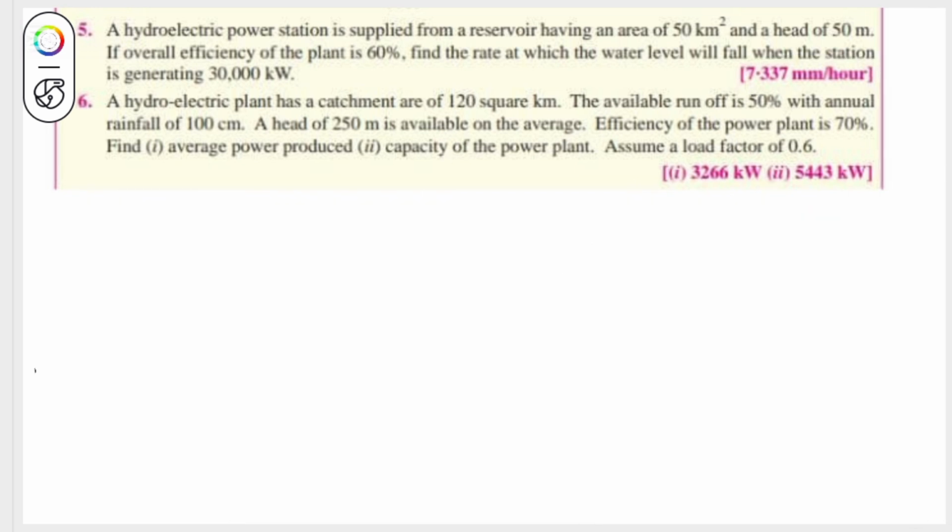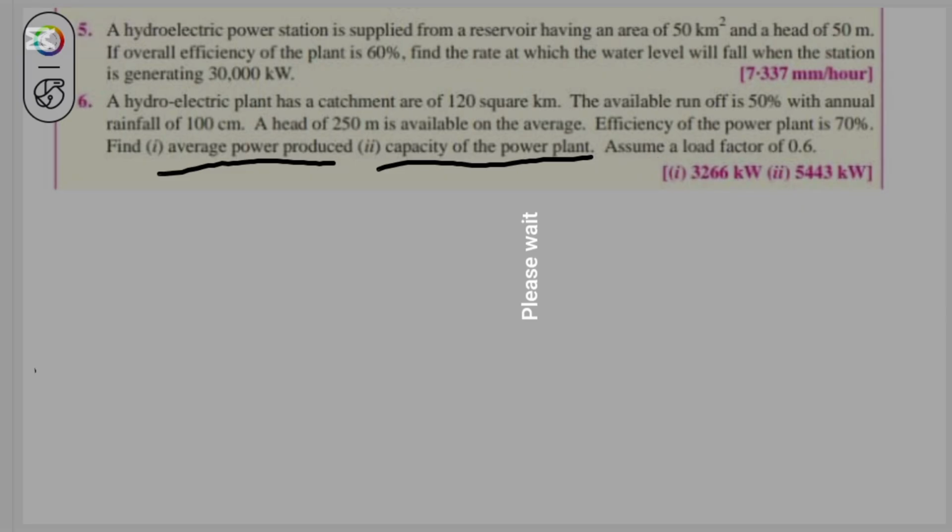A hydroelectric plant has a catchment area of 120 square kilometers. The available runoff is 50% with annual rainfall of 100 centimeters. A head of 250 meters is available on average. Efficiency of the power plant is 70%. So we have to find the average power produced and the capacity of the plant. Assume the load factor is 0.6.